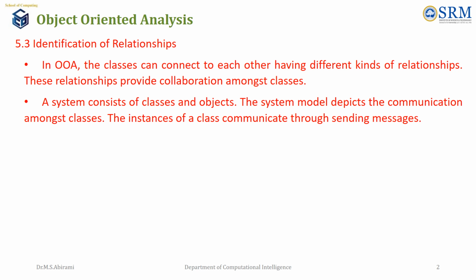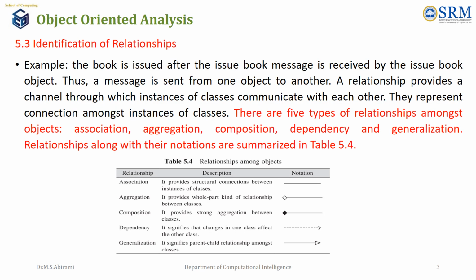A system consists of classes and objects. The system model depicts the communication among classes. The instances of a class communicate through sending messages. In identification of relationships, we can take the example that a book is issued after the issue book message is received by the issue book object. Thus, a message is sent from one object to another.